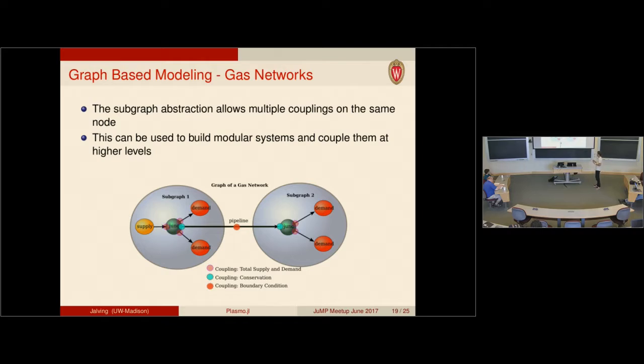So in this case, we have a graph that has 7 nodes and 6 edges and three graphs total. So we have one junction system, and we represent that as a graph. Another junction system with just demands, we call that subgraph 2. And then we have this graph of a gas network, which is a graph that contains both of those graphs.